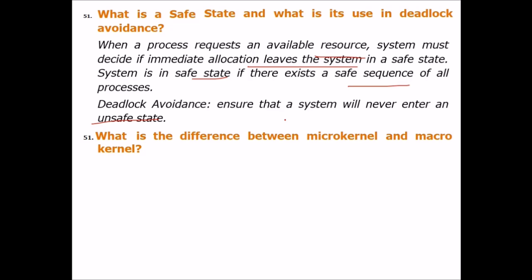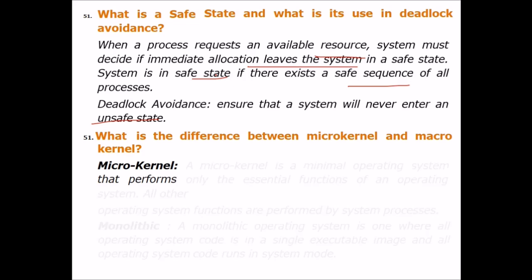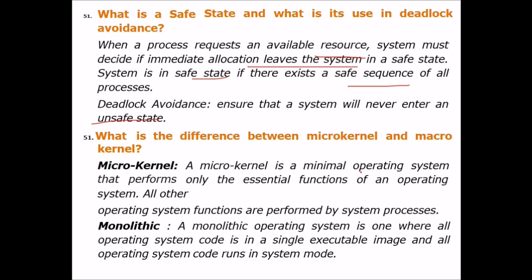What is the difference between microkernel and macrokernel? A microkernel is a minimal operating system that performs only the essential functions of an operating system, and all other operating system functions are performed by system processes. While a monolithic operating system is one where all operating system code is in a single executable image and all operating system code runs in the system mode.